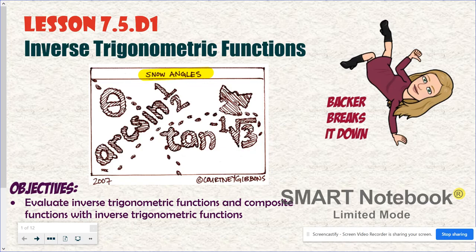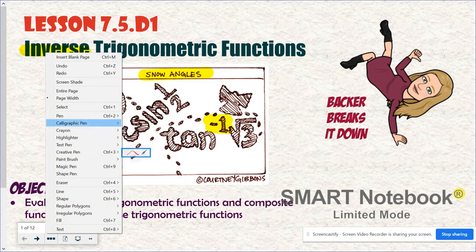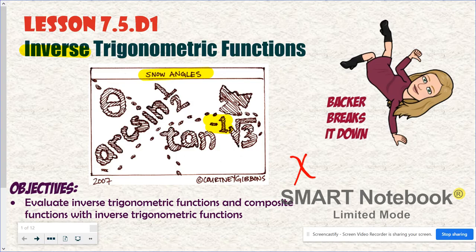In this episode, we are going to find some values of inverse trig functions. This little snow angles comic is illustrating two notations for inverse trig functions. The one that you will see most often is the -1, kind of looking like a little exponent. That's the inverse notation that is on your calculators. You've got a button on your calculator that looks like x to the negative first power, and that's your inverse button, right?